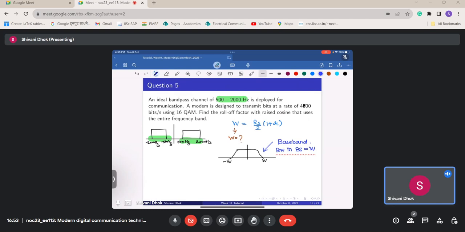However, if we have a situation which is something like this, I'll take the same frequency response to bandpass, which will be something like this.